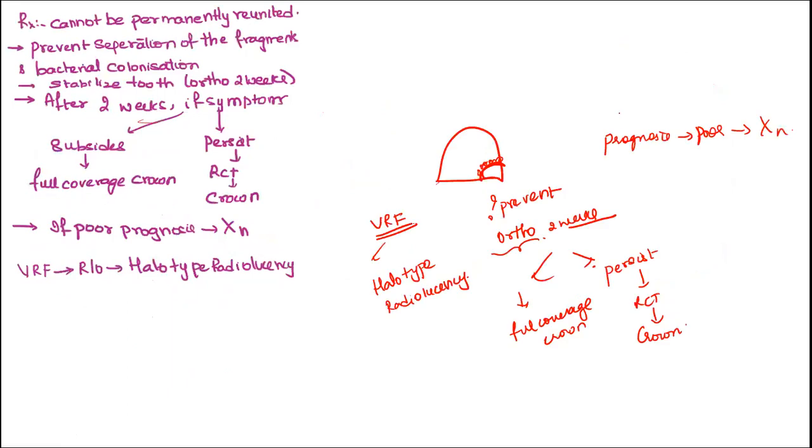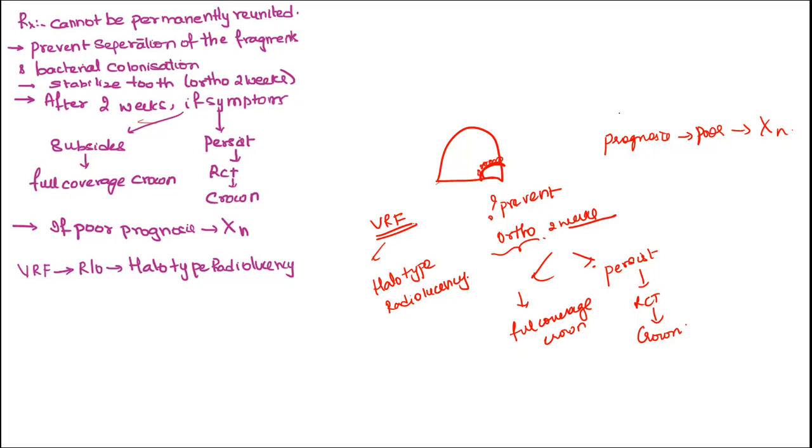Okay, and cracked tooth syndrome, the main problem is that there might be accumulation of bacteria between the pieces. So how do you prevent it? By ortho treatment, and after 2 weeks, if the pain subsides, then you can just go for the full coverage crown. But if the pain persists, then you go for RCT and then crown. If the prognosis is very poor, you go for extraction.